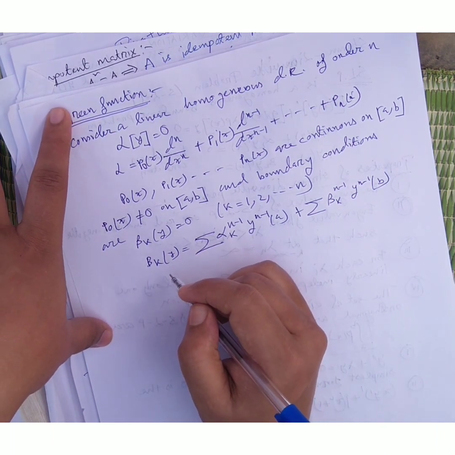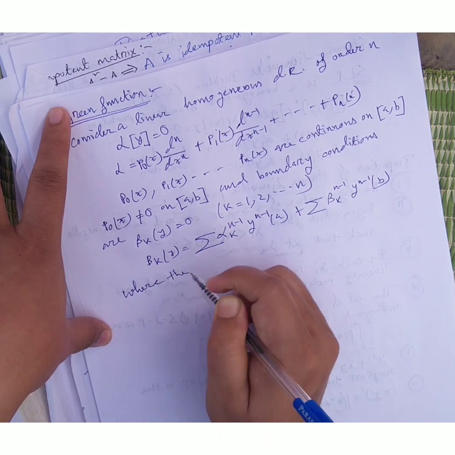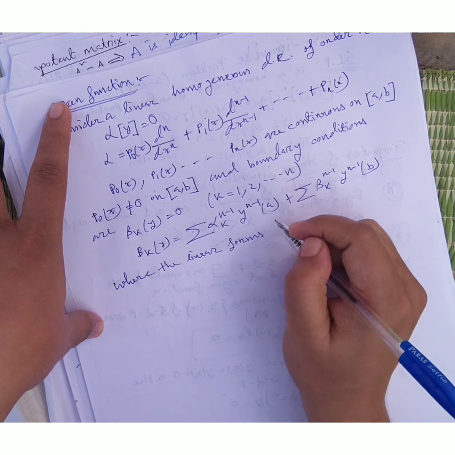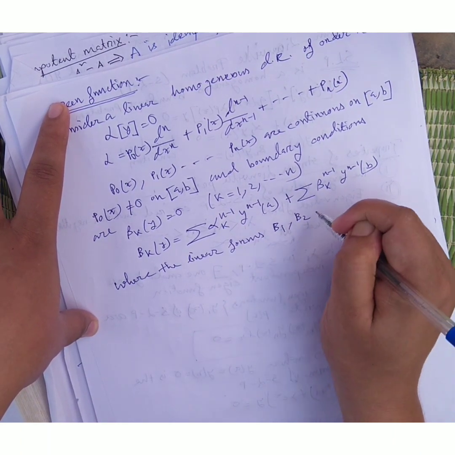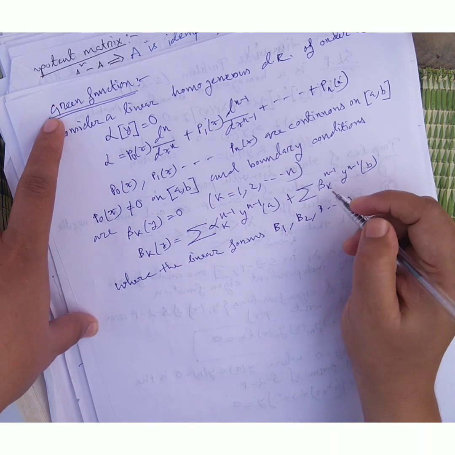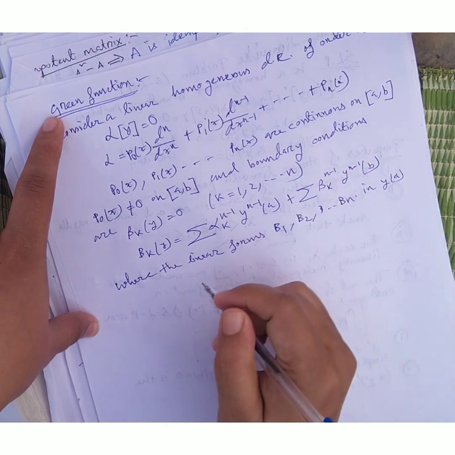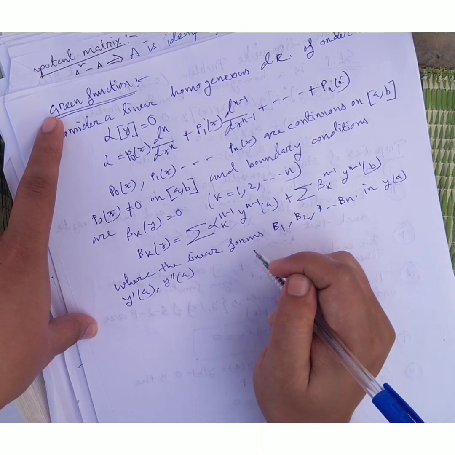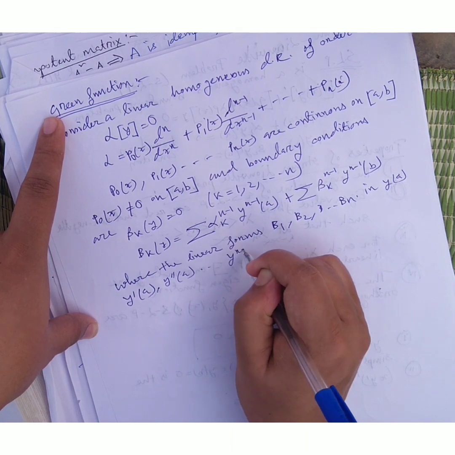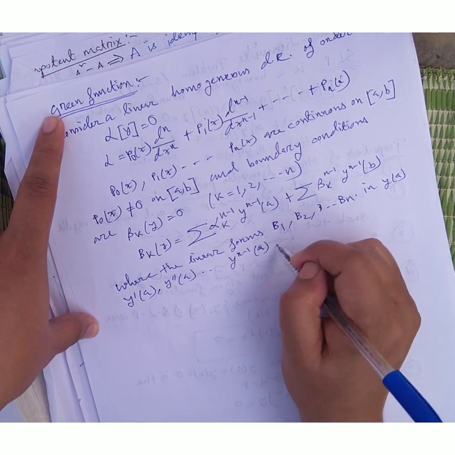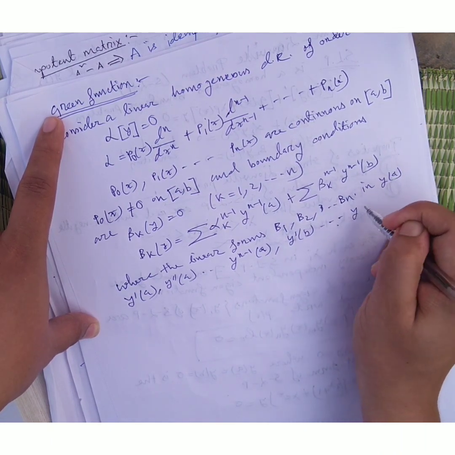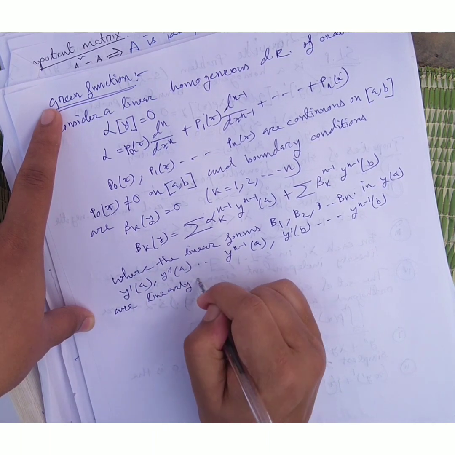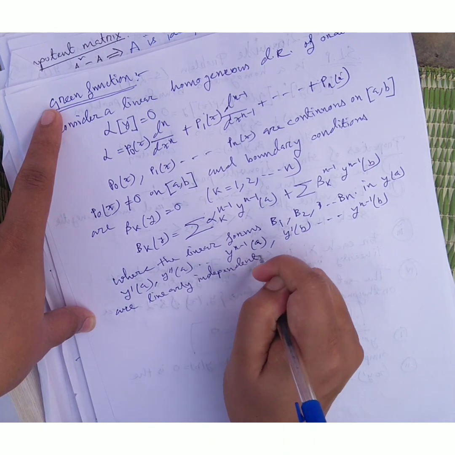must remember where the linear forms b1, b2, up to bn in y(a), y'(a) and y''(a), this is the way, and up to y^(n-1)(a) and y'(b) up to y^(n-1)(b) are linearly independent. Linearly independent vectors.